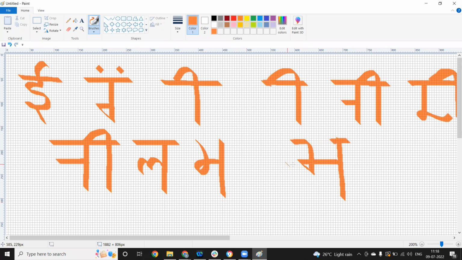So this is how you'll keep the distance in between the two words, but you will not join the entire word like this. Anyways, mer doesn't have a Shirorekha, so we will always keep a little distance here, but will not join them with the common Shirorekha.